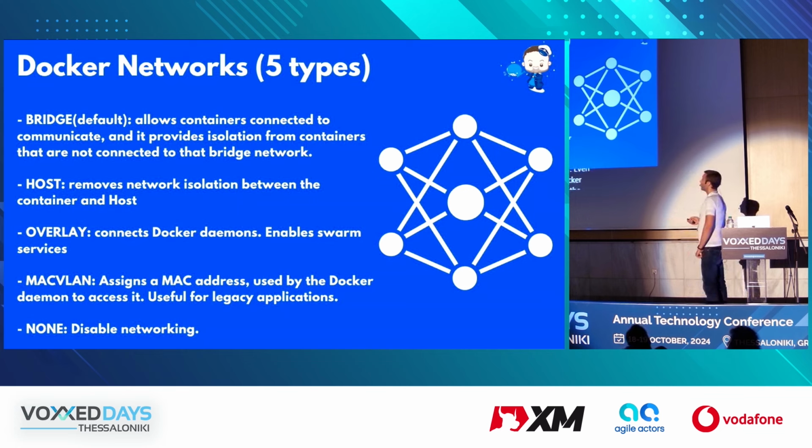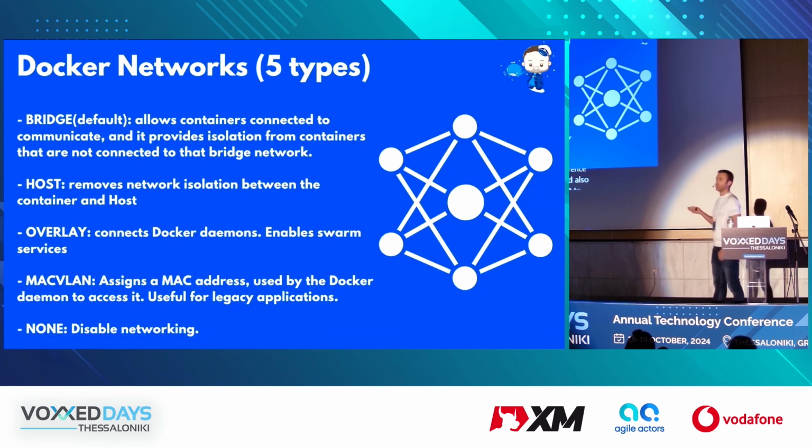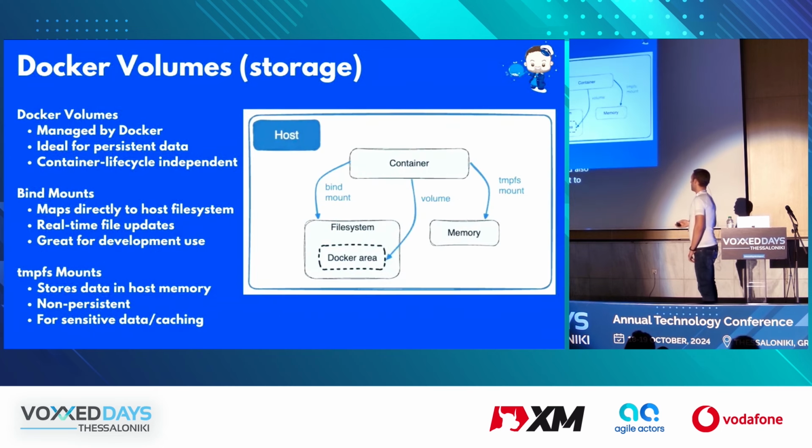We can have a host network that removes the isolation between the container and the host machine. Overlay, which is done basically to enable Swarm services, like Kubernetes services too. MacVlan, I haven't used that much, but it's used for legacy applications, for example, if we want to use just the MAC address. Does anyone ever use this MacVlan network? I keep asking this at every conference, and I always get a 0. And also none, if, for example, we want to just disable networking. We don't want it, and we want to do things, for example, manually.